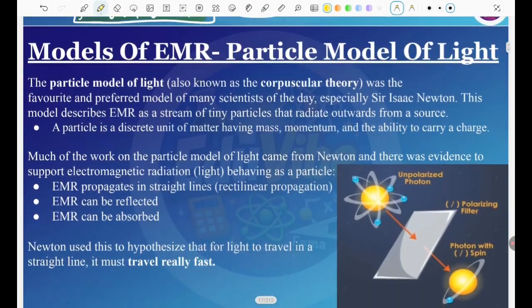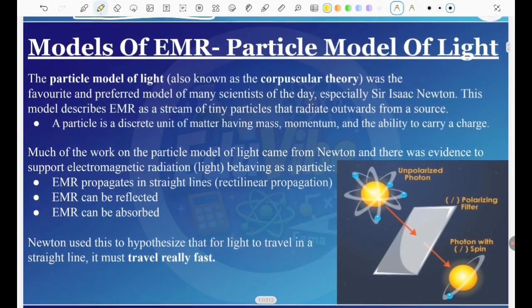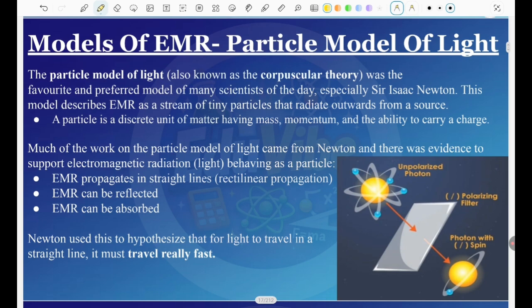Now the main topic, where the main unit starts, because this unit is all about the models of light, all the waves of light. So they are the models of EMR. The first model is the particle model of light. We'll do the whole part on light, so we have to just know what the particle model of light is.